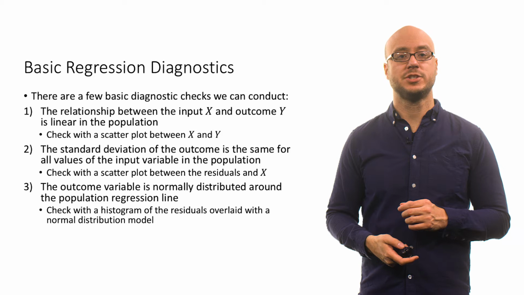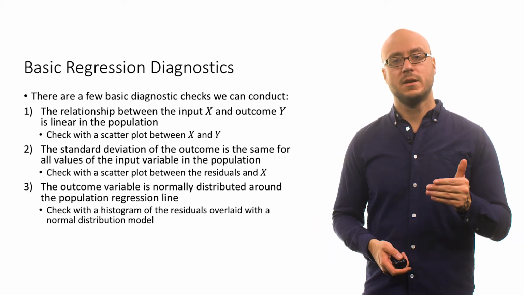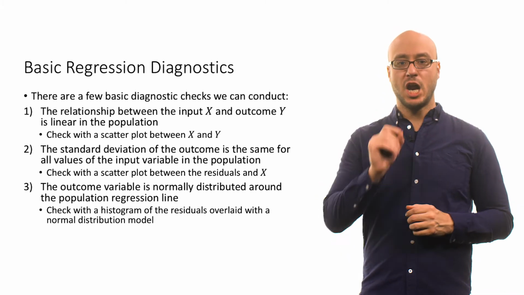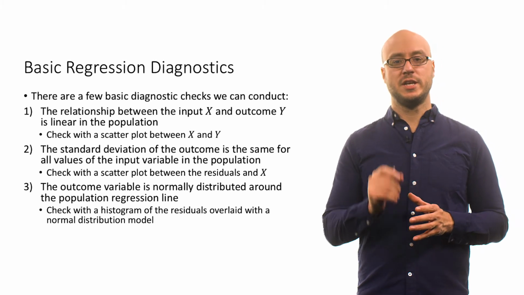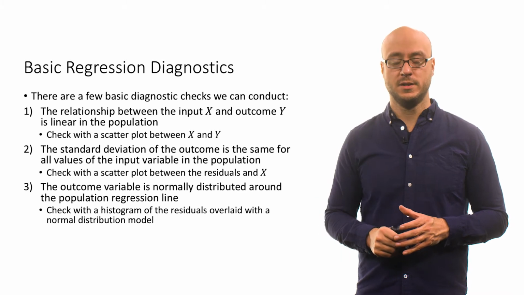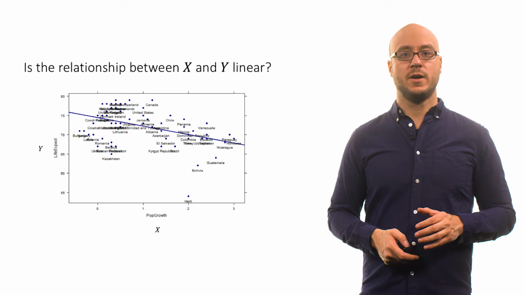For number three, we're assuming that the outcome variable is normally distributed, kind of mound-shaped and symmetric around the population regression line. What we can do is check with a histogram of the residuals, of the errors, overlaid with a normal distribution model. This is based on the sample of data. And we'll go through a few of these.